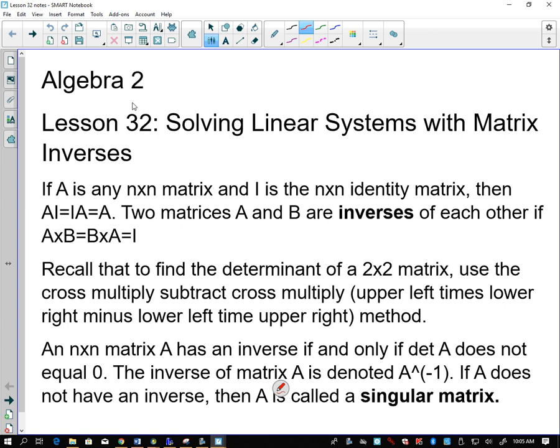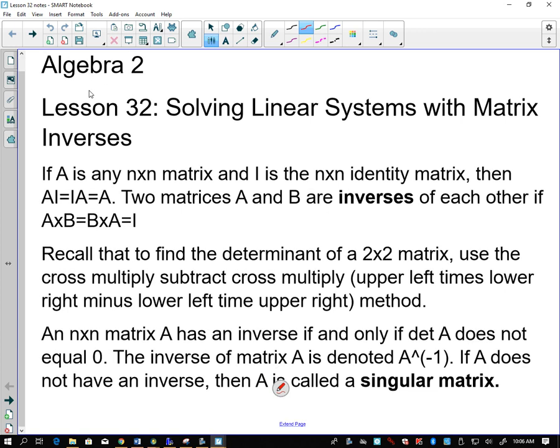Okay, we will recall that to find the determinant of a 2 by 2 matrix, we use the cross multiply, subtract, cross multiply, where we're multiplying the upper left by the bottom right, subtracting, and then multiplying the bottom left by the upper right. Right? We understand how to do that.